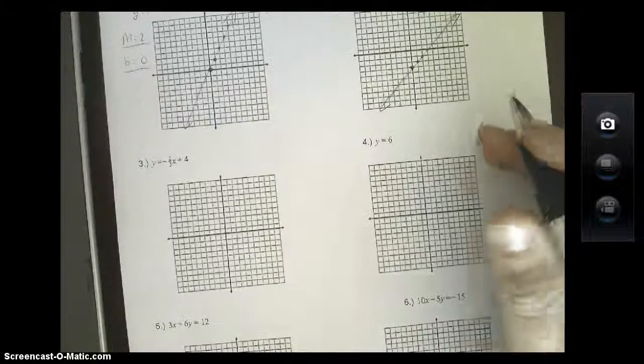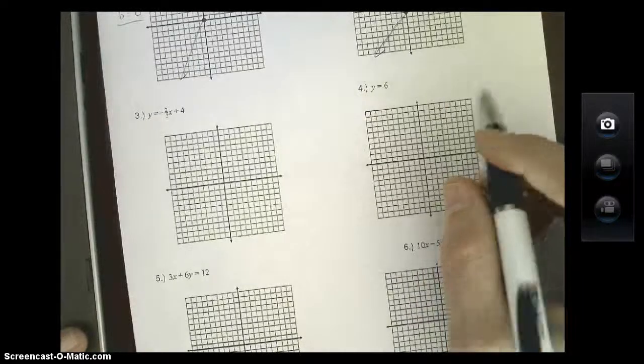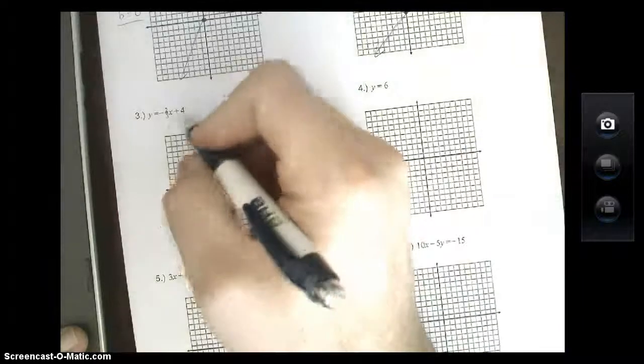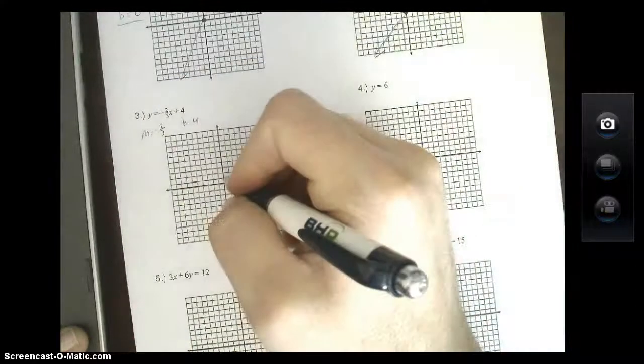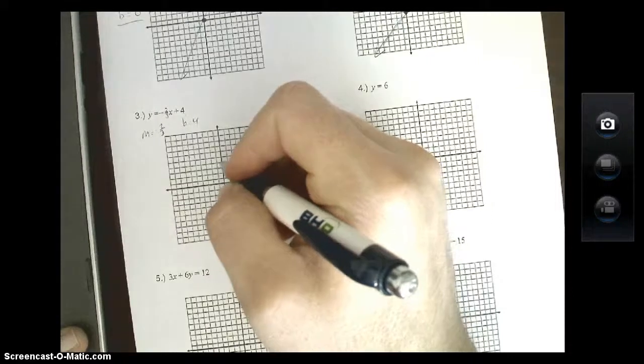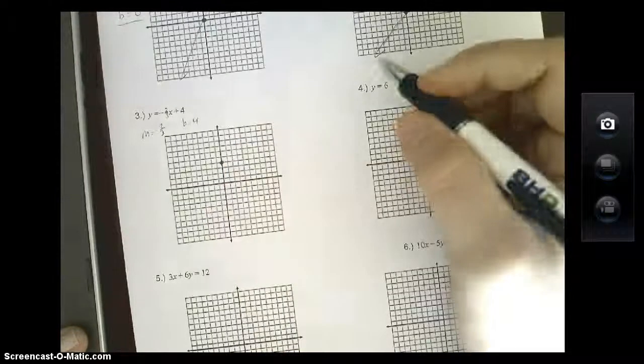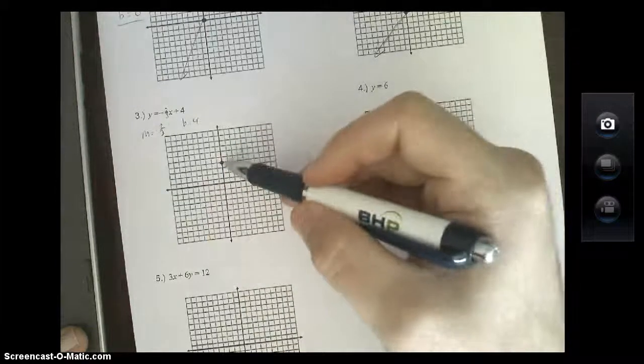Let's take a look at an example if we have a negative slope. Number 3. Y equals negative 2/3 x plus 4. The b is 4. Your m is negative 2/3. Signs matter. So positive 4, up 4: 1, 2, 3, 4. Apply yourself a point. That now becomes our starting point.